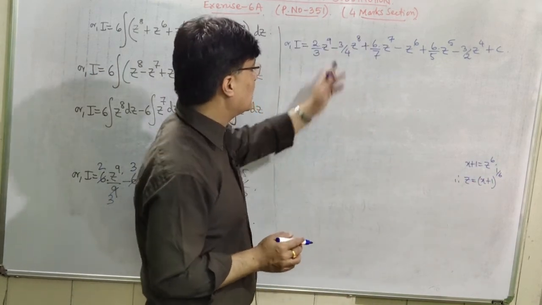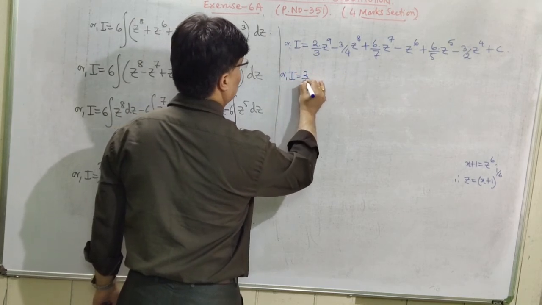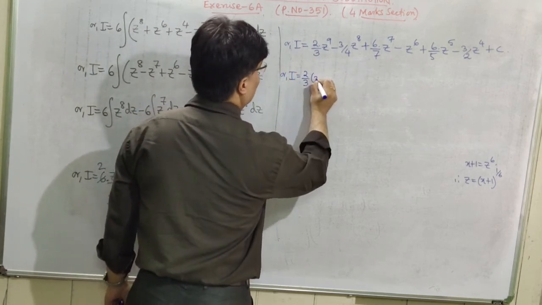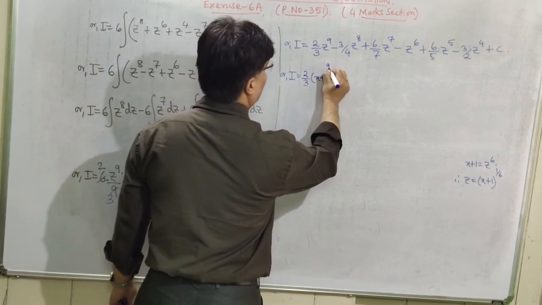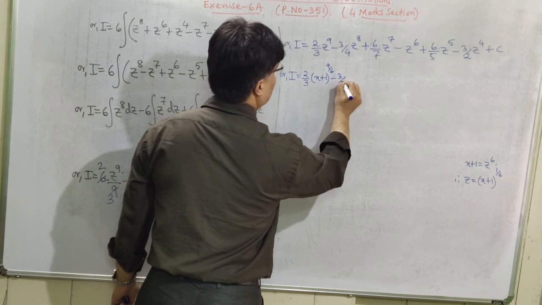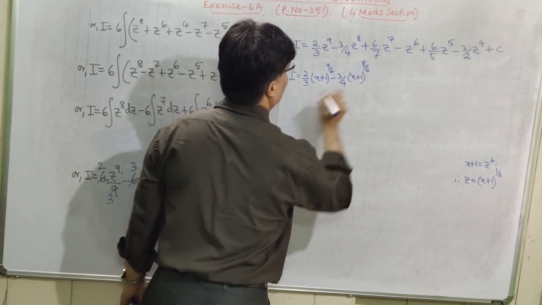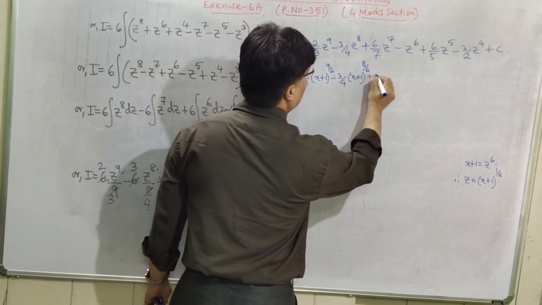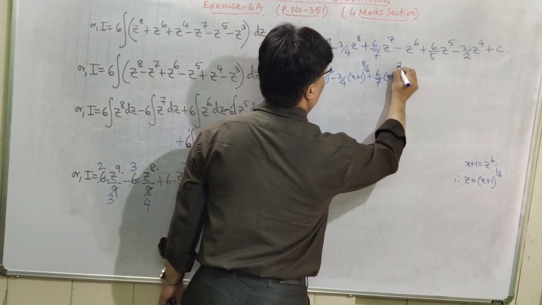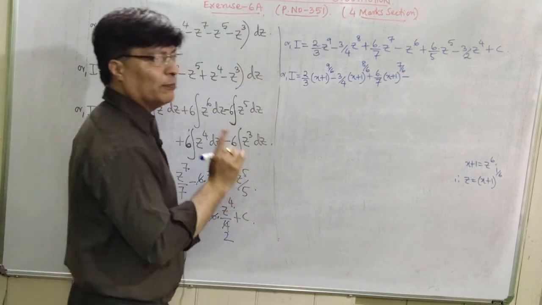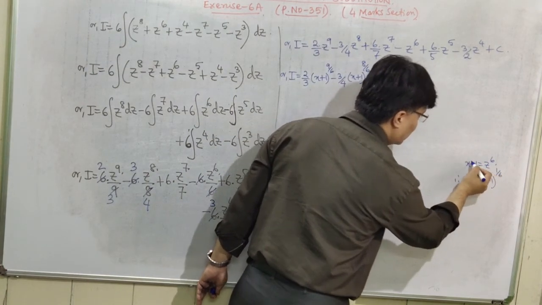Let us put the value for z out here. So I is equal to 2 by 3 into x plus 1 whole to the power 1 by 6 is there. But already there is whole to the power 9, so it is 9 by 6. Minus 3 by 4, x plus 1 whole to the power 8 is already there, so it is 8 by 6, plus similarly 6 by 7, x plus 1 whole to the power 7 by 6, minus what is z to the power 6? Directly you can write z to the power 6 from here.